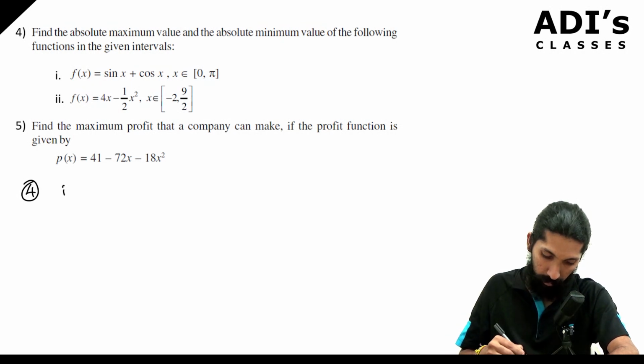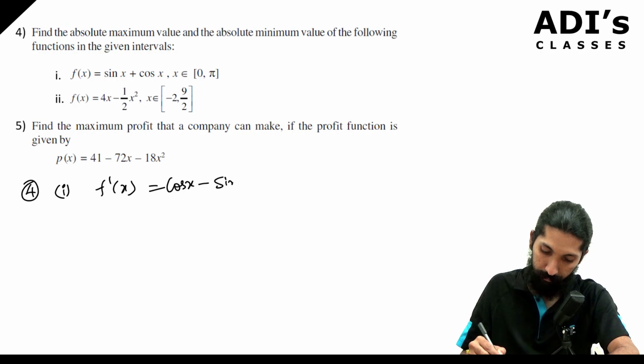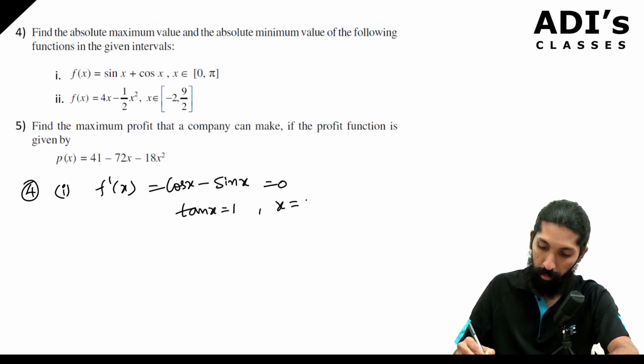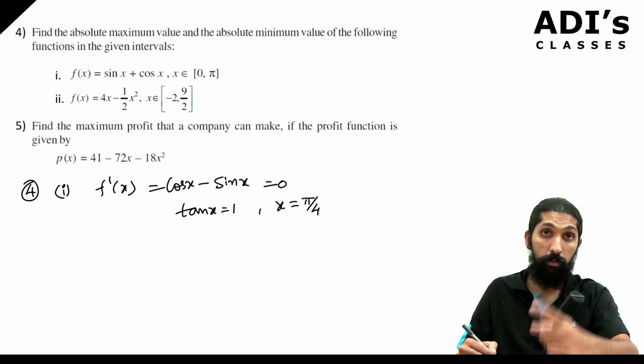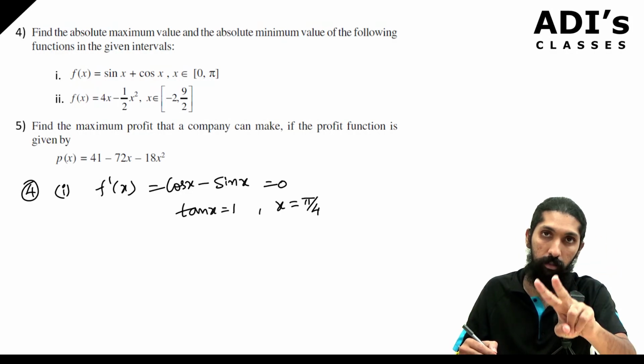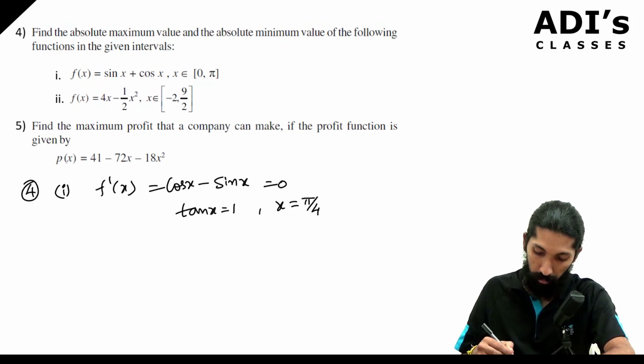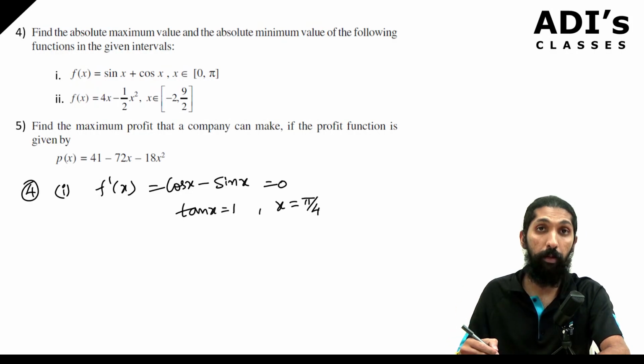Find the absolute maximum and minimum for this one. So the first thing we'll do is take f dash of x, which becomes cos x minus sin x. Equate it to 0. So you'll get tan x is equal to 1, x is equal to pi by 4. Because tan is positive in the first and the third quadrants, but we are taking this one. Now, you got the point of inflection to be pi by 4.